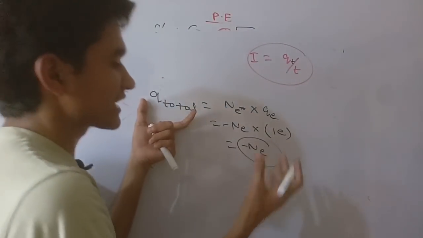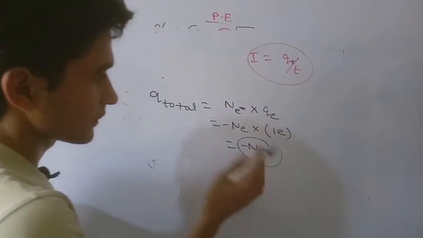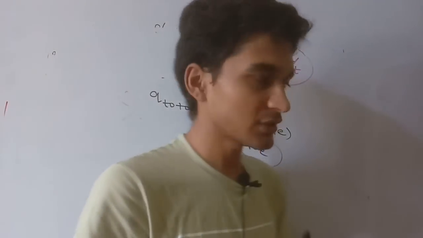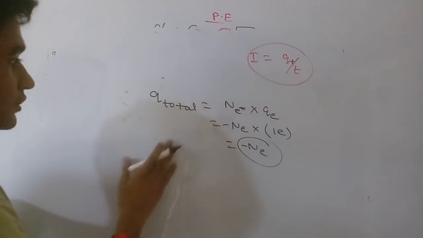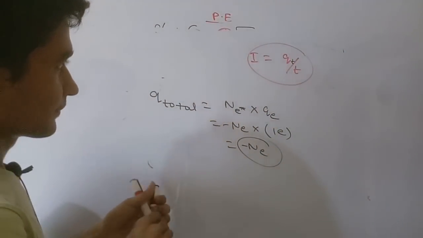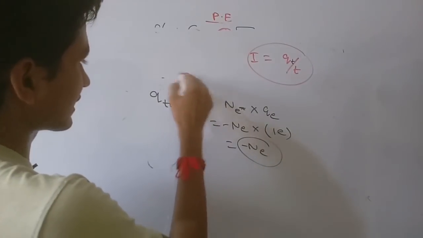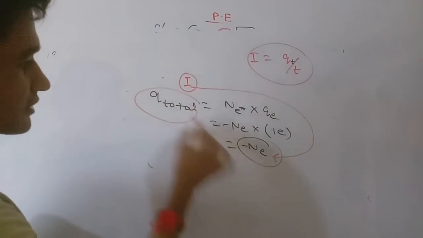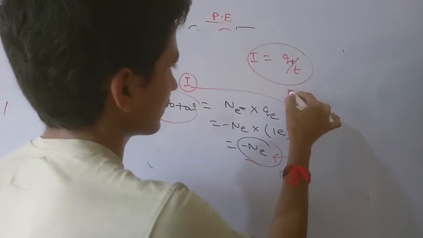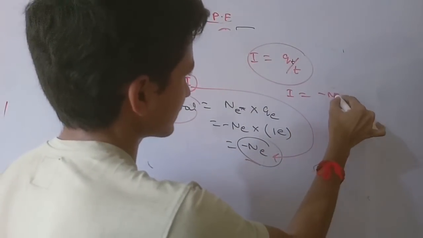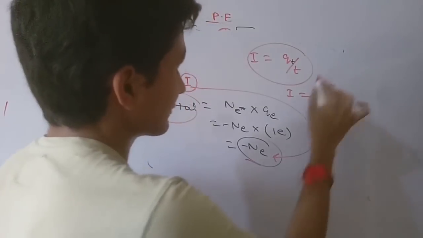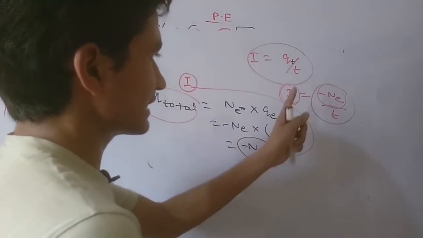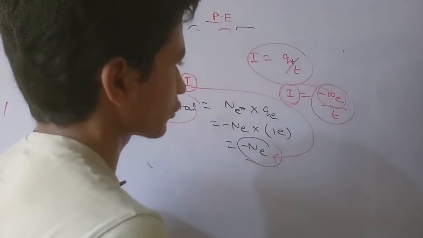If suppose the number of electrons is 10, then the charge will be minus 10, because current is produced through the movement of electrons. So you are clearly seeing that current is directly dependent upon the number of electrons. Q total is minus Ne. You put it here: I is equal to Q total, which is minus Ne upon time. It means current is entirely dependent upon the number of electrons.